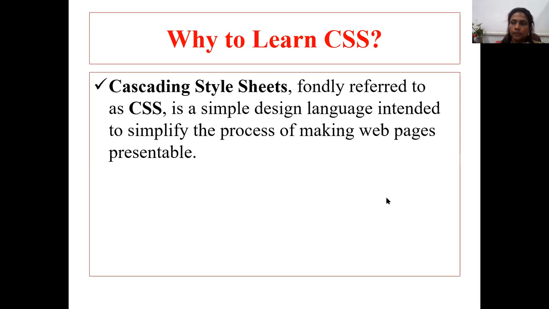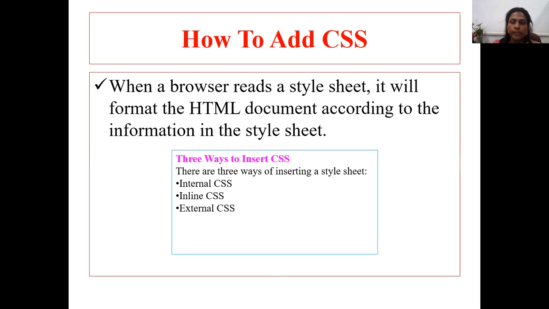So why do we want to learn CSS? Cascading style sheets, fondly referred to as CSS, is a simple design language intended to simplify the process of making web pages presentable. So it's going to be a very simple task. But how do we add CSS so that the browser is able to read a style sheet in the HTML document? There are three ways to insert CSS presentations into the web content: internal CSS, inline CSS, and external CSS.